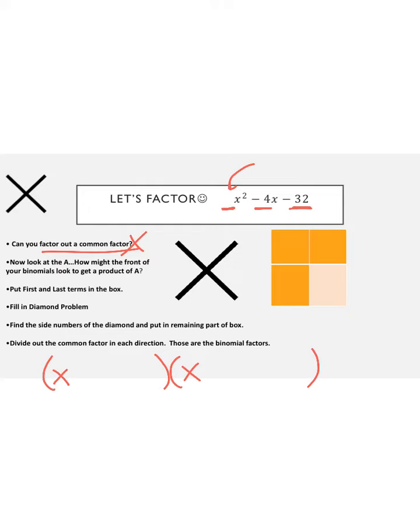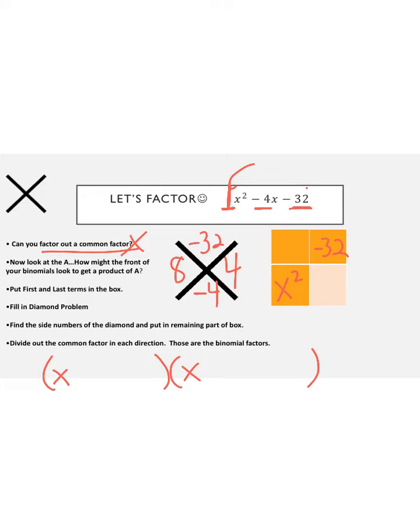Now we're going to take our first and last terms and put them where they belong in the box. And then we're going to go ahead and take our a times c, 1 times negative 32, and that's negative 32, and our negative 4. Then you're going to go ahead and find the factors of negative 32 that add up to negative 4. Now 32 is 8 and 4, 32 and 1, 8 and 4 will work. This is when you use your 12 by 12 chart if factors are not your strong suit. So you're going to go ahead and it's going to be 8 and 4.